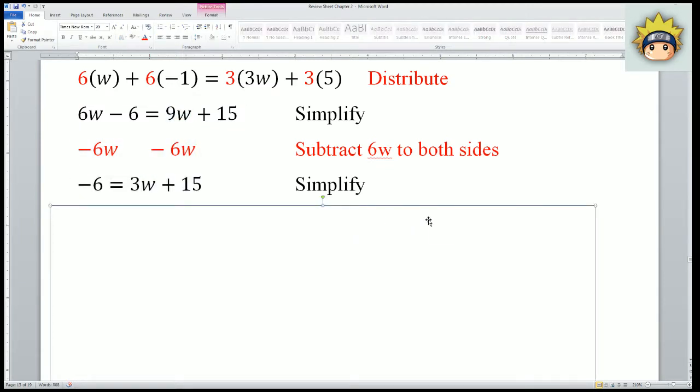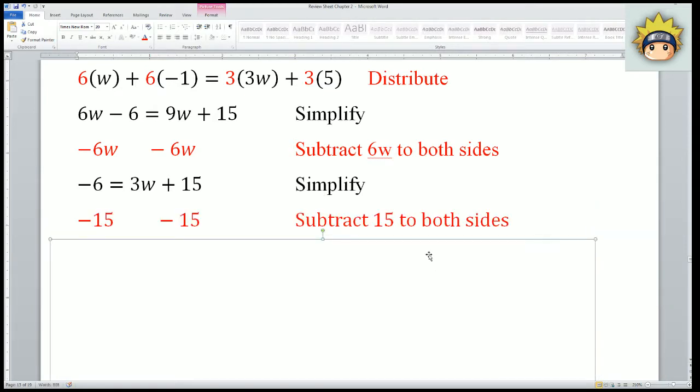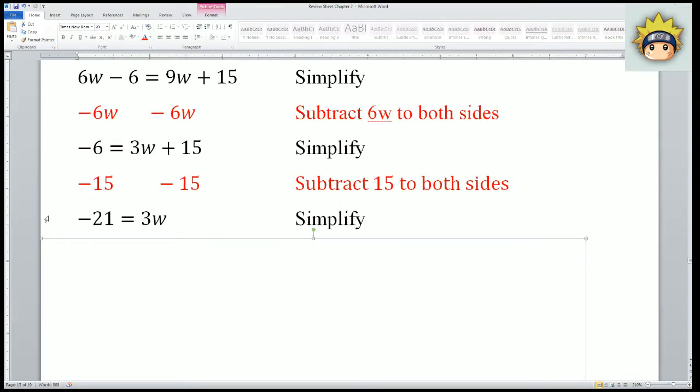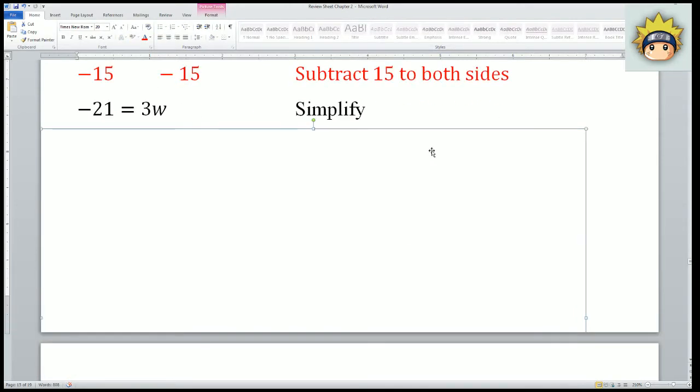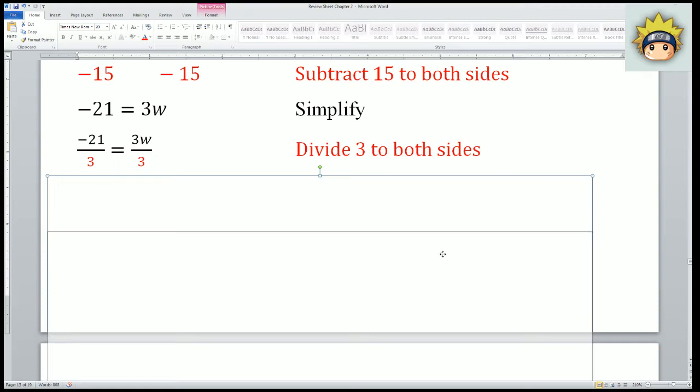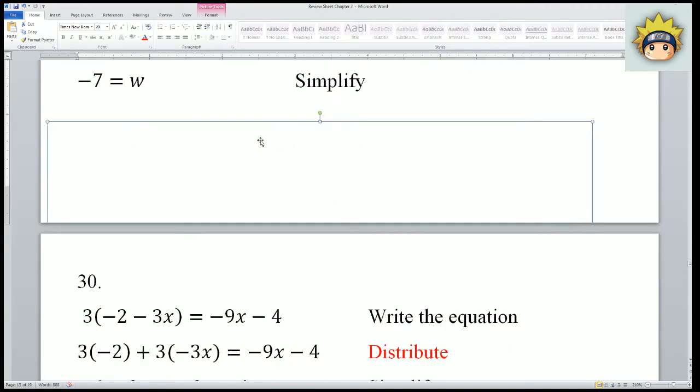Okay. After that, subtract 15 from both sides. Simplify. Right? Negative 6 minus 15 is negative 21. Another way you want to think about it is negative 6 plus negative 15 is negative 21. There's a 3 still attached to the w, so you want to divide both sides by 3. Then simplify, you get negative 7 equals w.